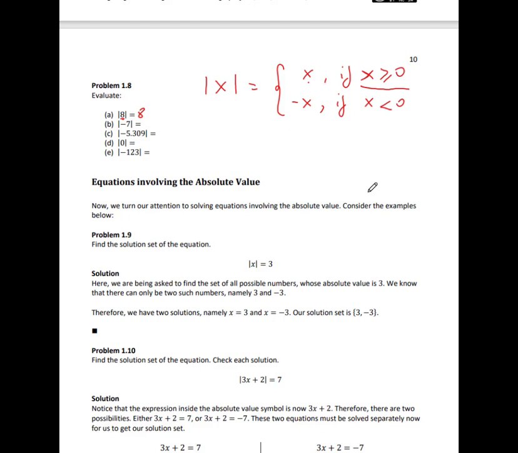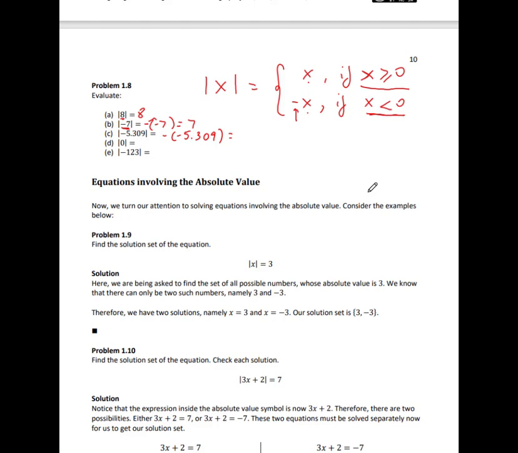Now, the absolute value of negative 7, since our x is less than 0, that means we're going to put in the second part of the definition that says you're going to put an extra minus in front of your x value. So there's an extra minus, and my x value is now negative 7. Two minuses will turn into a positive, so what I get in the end is positive 7. The absolute value of negative 5.309, again, x is less than 0, so that means put an extra minus in front of your number.